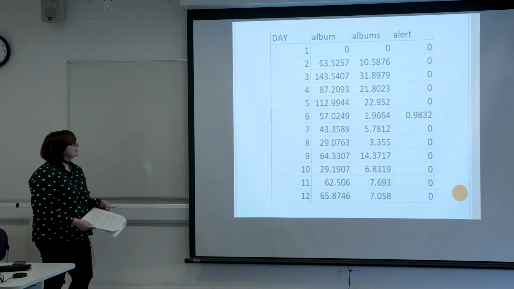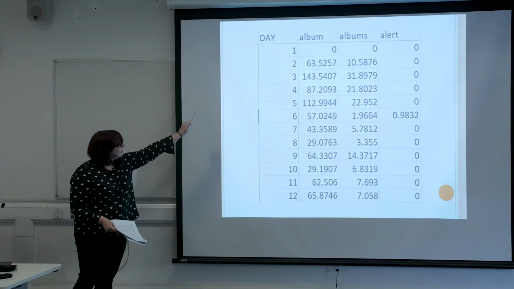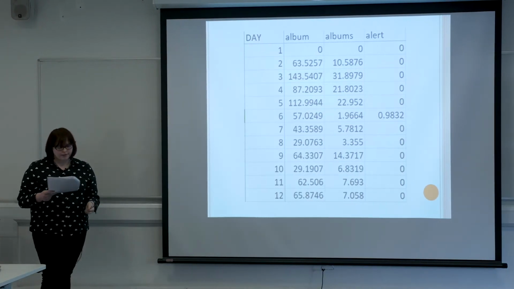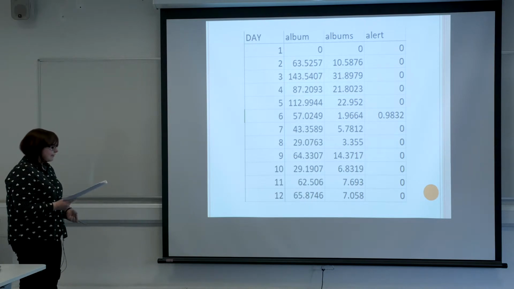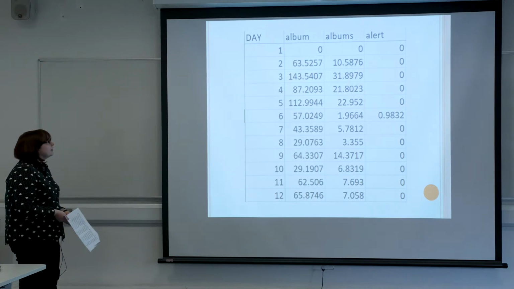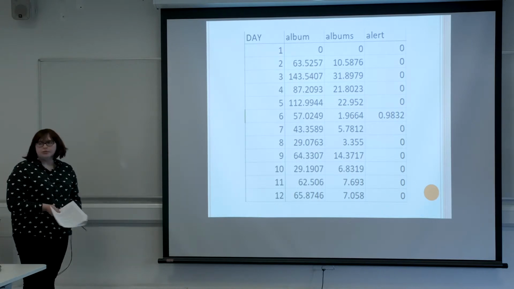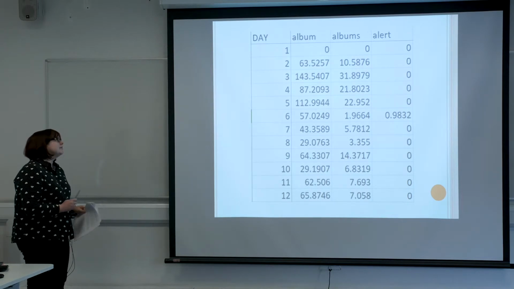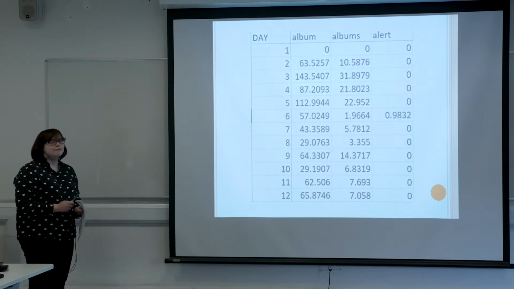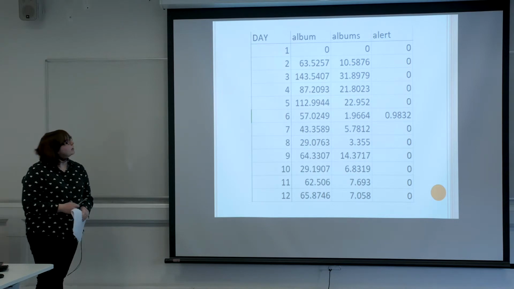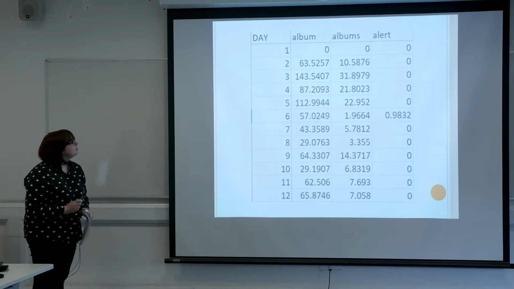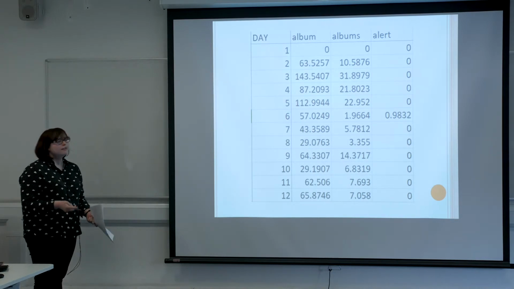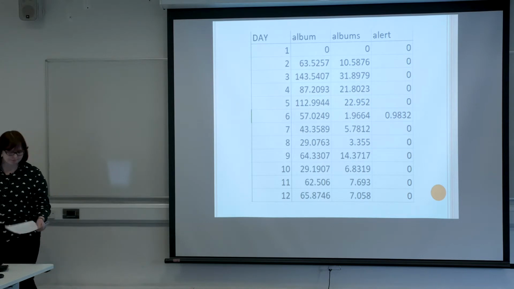So we have all of the days in the corpus along the axis here, and then along the top row are all the words in the corpus. So we can see, for instance, that on the first day of the dataset, the 22nd of August 2015, the word "album" was not used at all. On the second day of the corpus, it was used 63.52 times per every 10,000 words in the dataset. On the third day of the corpus, this doubled to being used 143.54 times for every 10,000 words in the dataset.